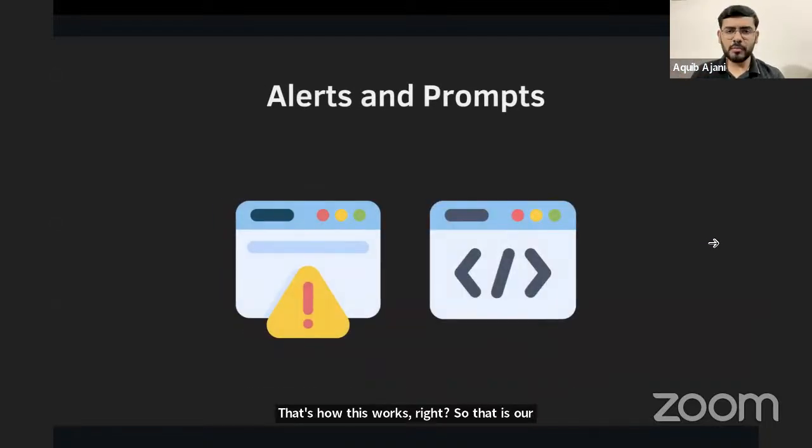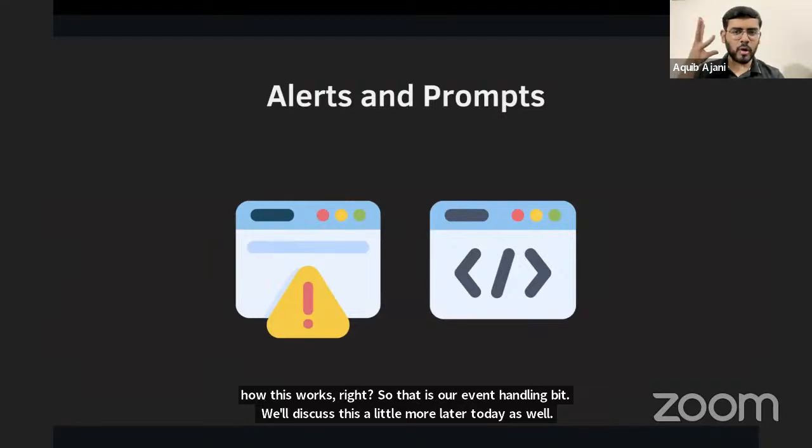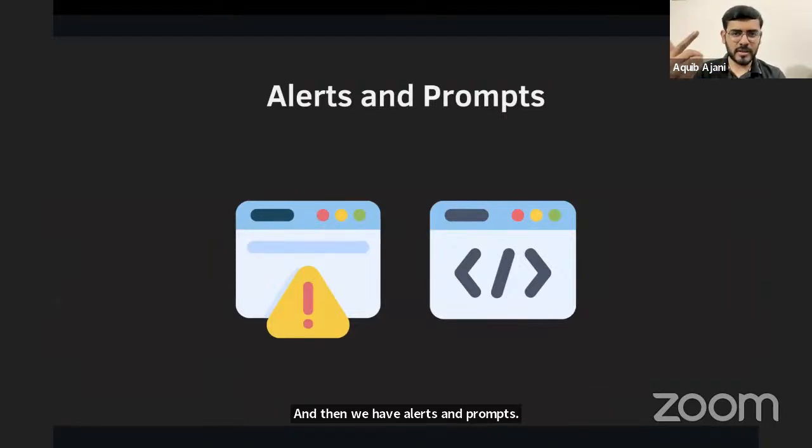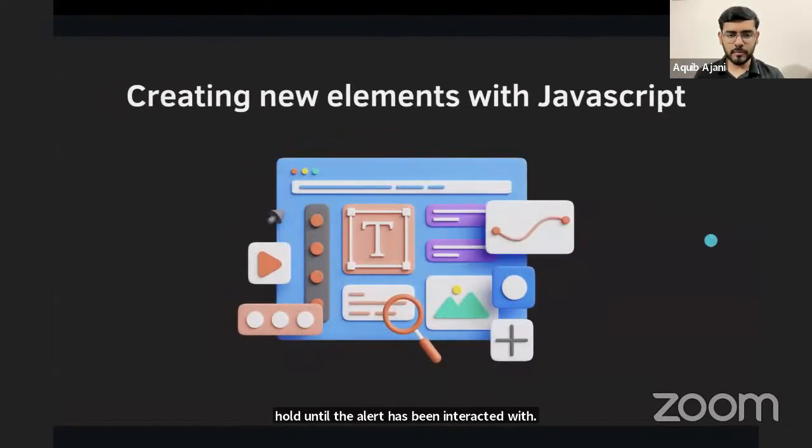And then we have alerts and prompts. So we have seen these pop-up boxes. Alert shows up when the page loads and prompt shows up after the alert. So alert is usually the most priority. It is the first thing that shows up, no matter where it is in the code. Alert will typically be the first pop-up that shows up, and only after you interact with the alert, you can load the rest of the page. So everything else will be pending. It will be kept on hold until the alert has been interacted with, right? So that's the setup in terms of alerts and prompts.